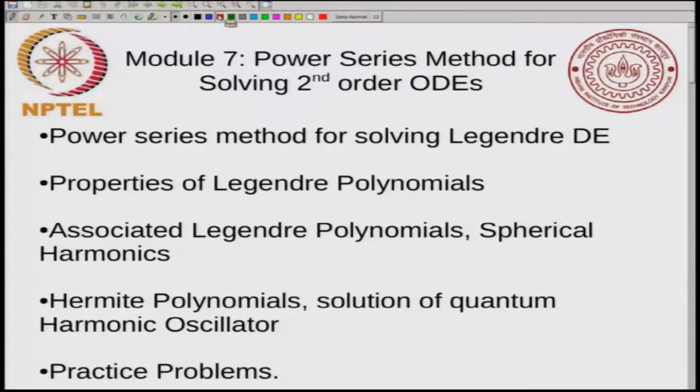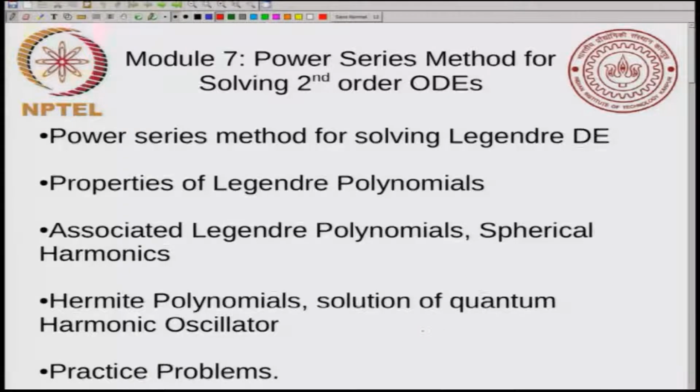Then we will solve the Legendre equation using the power series method and look at the properties of what are called Legendre polynomials. After that, I will talk about associated Legendre polynomials and how these are connected to spherical harmonics, which is a problem that you encounter in quantum chemistry. And then I will take another problem that you encounter in quantum chemistry, which is the quantum harmonic oscillator, and how you use Hermite polynomials to solve this. And then we will finish with some practice problems. So this will be the content of module 7.